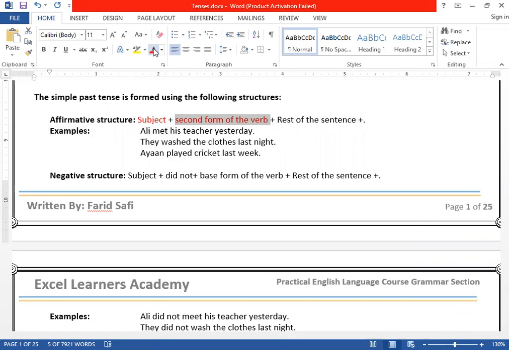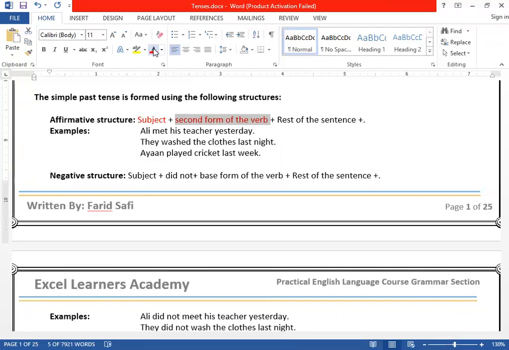Look, I is subject. I play, I played. I played cricket yesterday. I eat, second form is ate. I ate my lunch last night. I met my friend. Meet, second form is what? Met. Now we cannot say I am met my friend. There is no am, there is no was, there is nothing. In simple past tense, there is nothing. Simply you will say, number one, subject, and after subject we use the second form of the verb. Clear? Like for example, I taught you grammar yesterday. Teach, second form is taught.